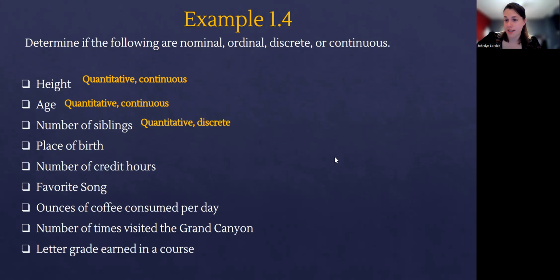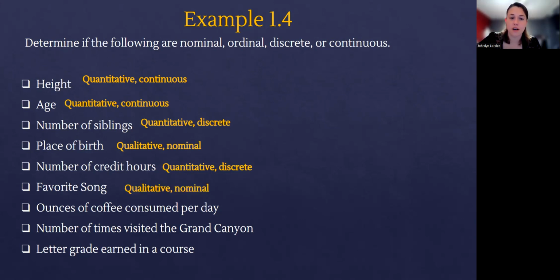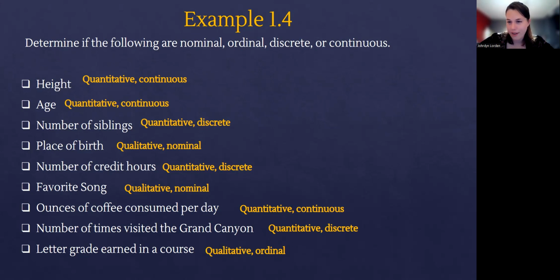Number of siblings, quantitative discrete. Place of birth, qualitative nominal. Number of credit hours, quantitative discrete. Favorite song, qualitative nominal. Ounces of coffee consumed per day, quantitative continuous. Number of times visited the Grand Canyon, quantitative discrete. Letter grade earned in a course, qualitative ordinal.